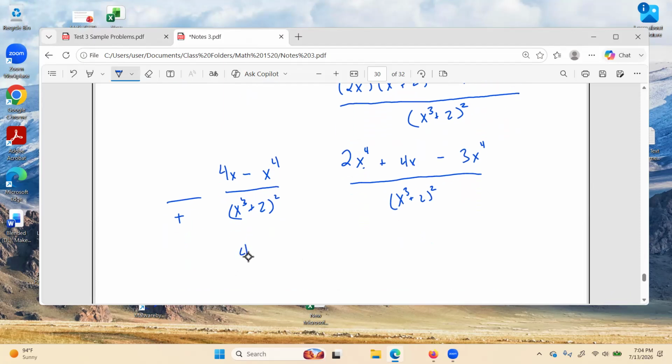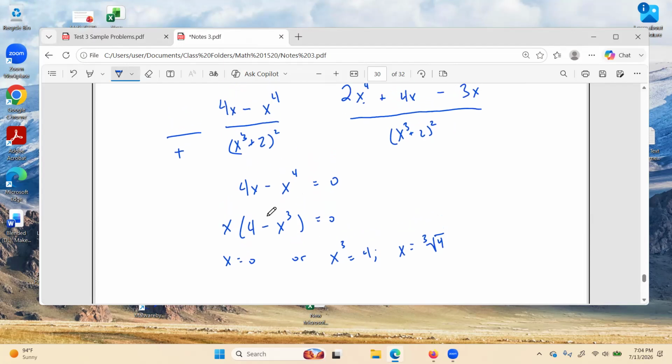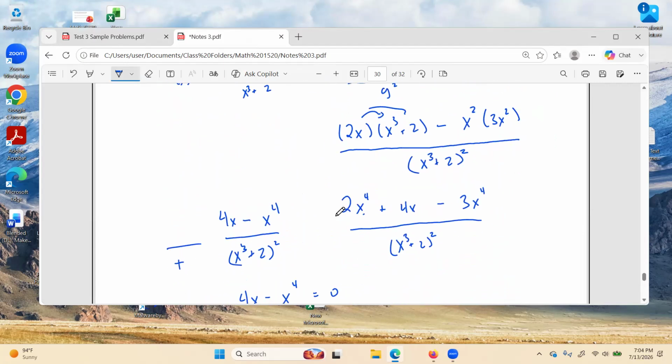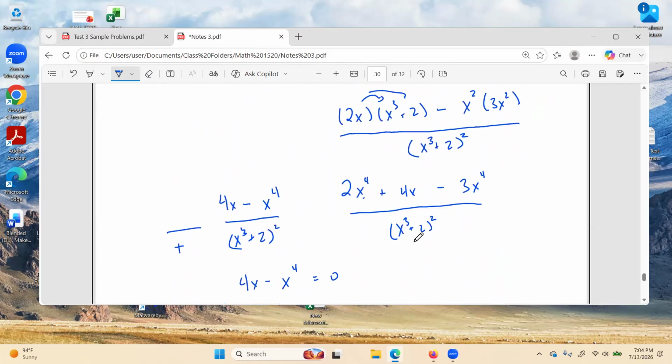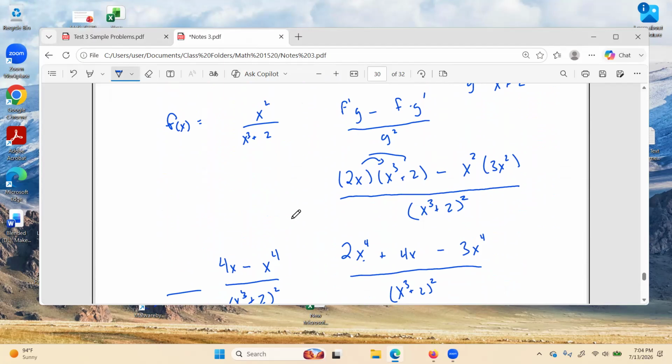So what I want to do is say we have 4x minus x to the fourth, set that equal to 0 and see what's going on with that. So we go ahead and say we have x times 4 minus x cubed equals 0. So we have x equals 0 or x cubed equals 4, or equivalently, x equals the cube root of 4, which I believe is 1 point something. It's 1.5, 1.6, something like that. So again, when we are at the beginning of the series, it would be 1, so we end up with an increasing function. But for every number after that, so after 1.6, which would be 2, we're going to be decreasing.